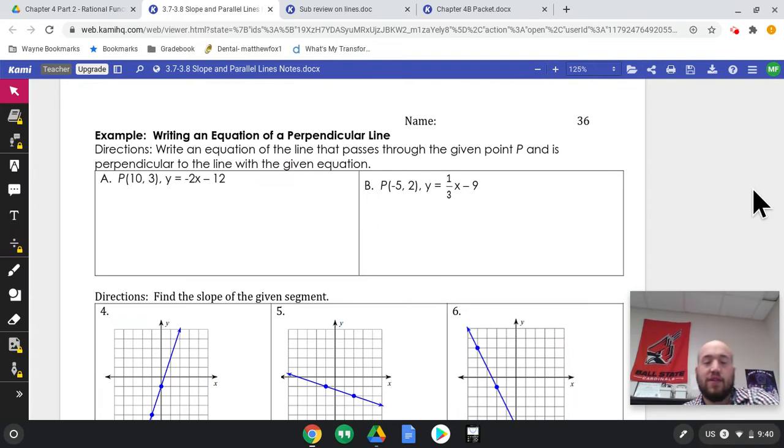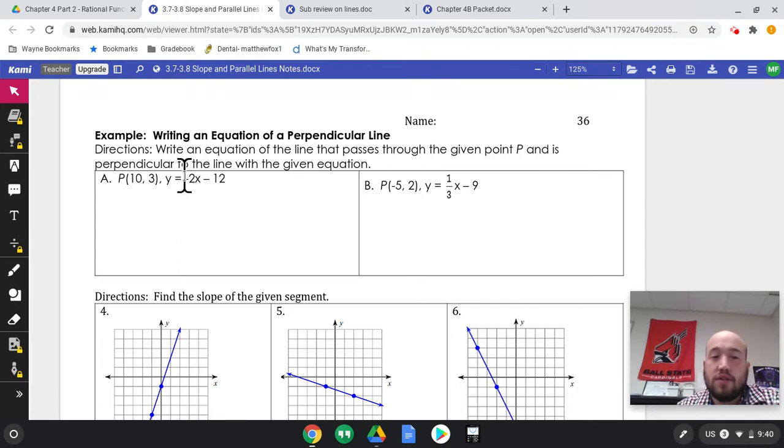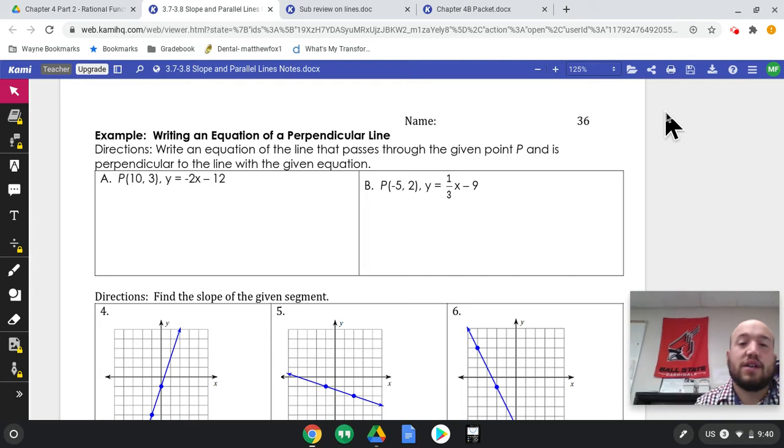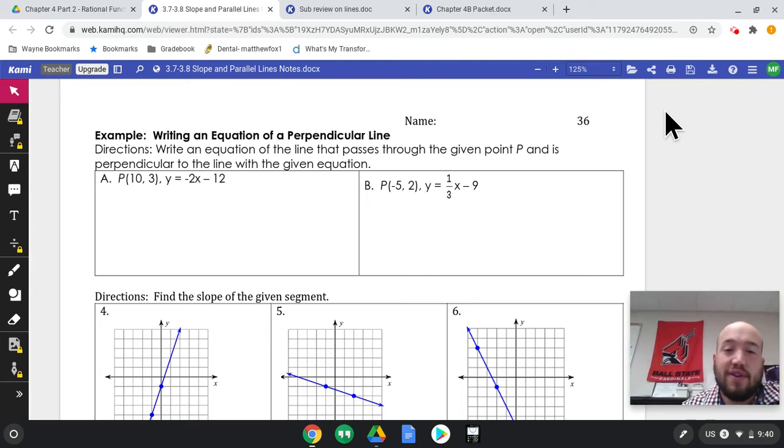Today, one more little review day over perpendicular and parallel lines. Also, we're going to take a little bit of a look at slope today and examine that in more detail. To start off, we've got these two equations, A and B, and we're going to talk about how to find a line that is perpendicular to them.